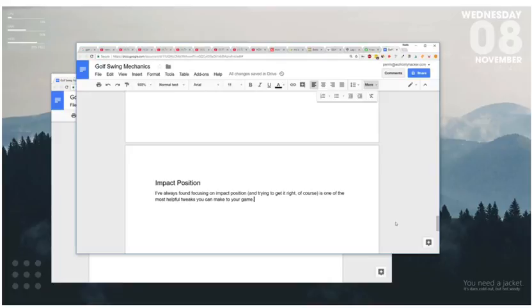So just something to keep in mind if you're going to write this sort of thing, which I generally think is highly valuable. I've always found focusing on impact position is one of the most helpful tweaks you can make to your game, because getting it right requires you to get lots of other components of your swing correct along the way.